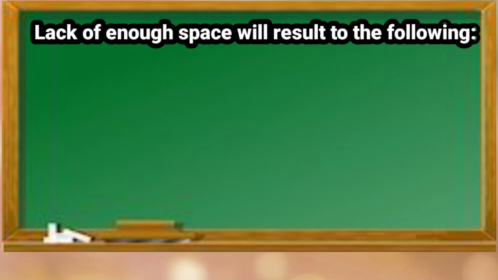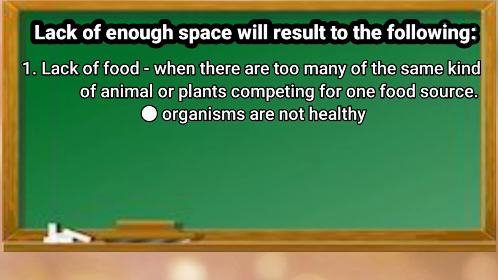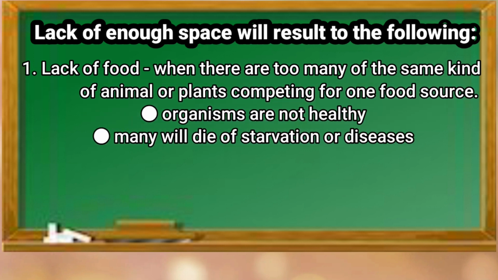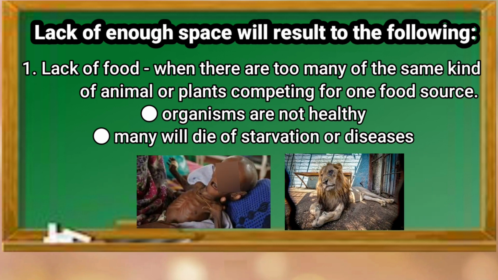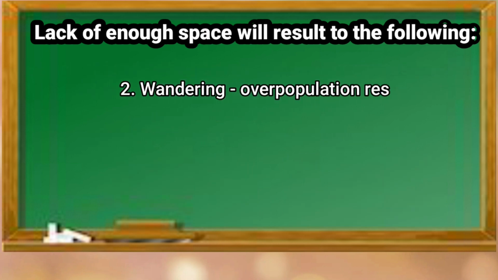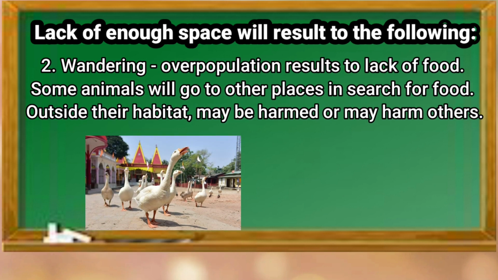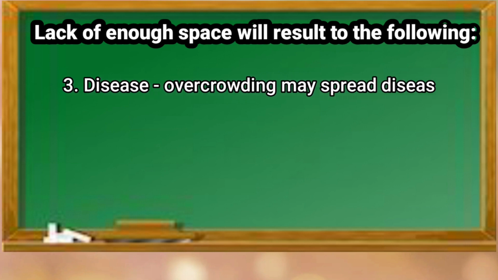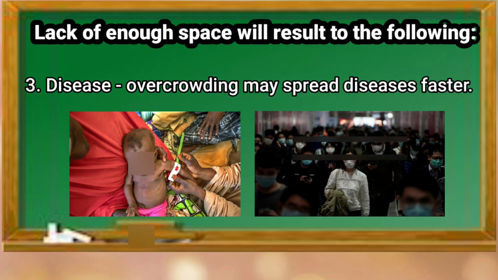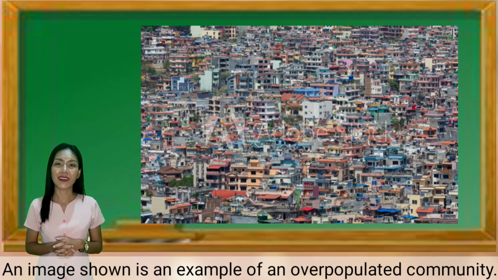Lack of enough space will result in the following. First, lack of food. When there are too many of the same kind of animal or plants competing for one food source, organisms are not healthy. Many will die of starvation or diseases. Second, wandering. Overpopulation results in lack of food. Some animals will go to other places in search of food. Outside their habitat, they may be harmed or may harm others. Third, disease. Overcrowding may spread diseases faster. The image shown is an example of an overpopulated community.